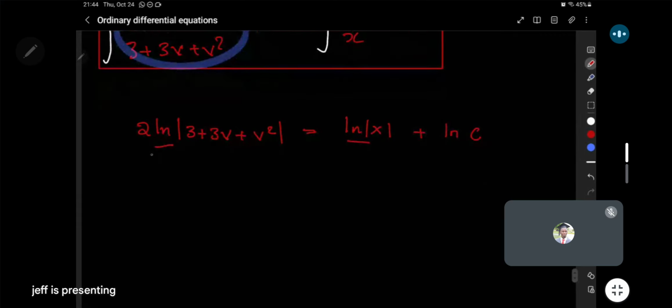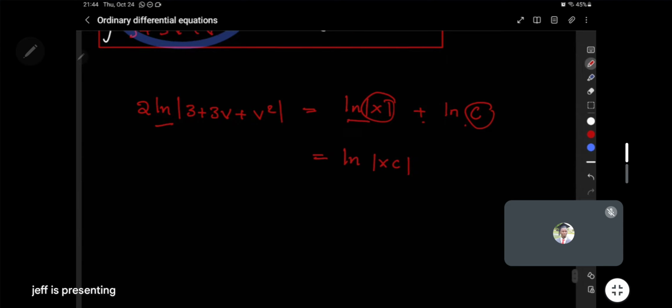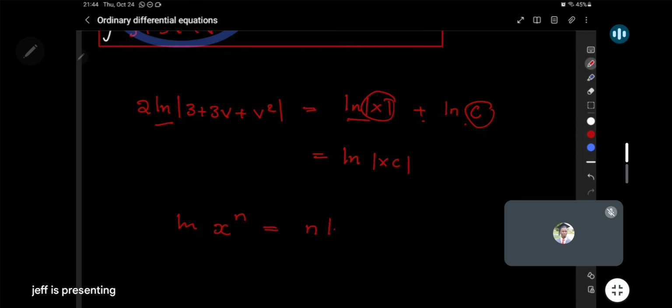So that now we can simplify this a little bit. The right hand side will now just be, because you have ln plus ln, same base, we just multiply the arguments. So this will be ln x multiplying c. The left hand side, the 2 can go up. Remember, there's that property of natural logs where if you have ln of x to the power n, this is the same as n multiplying ln of the same expression. This power can be taken down there.